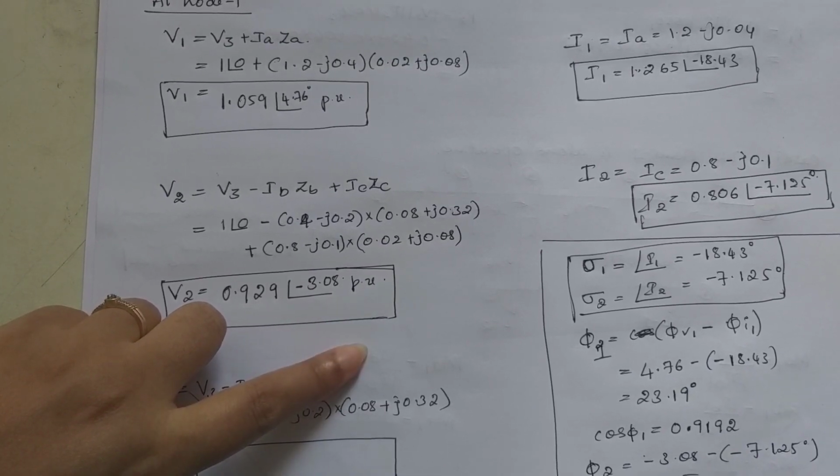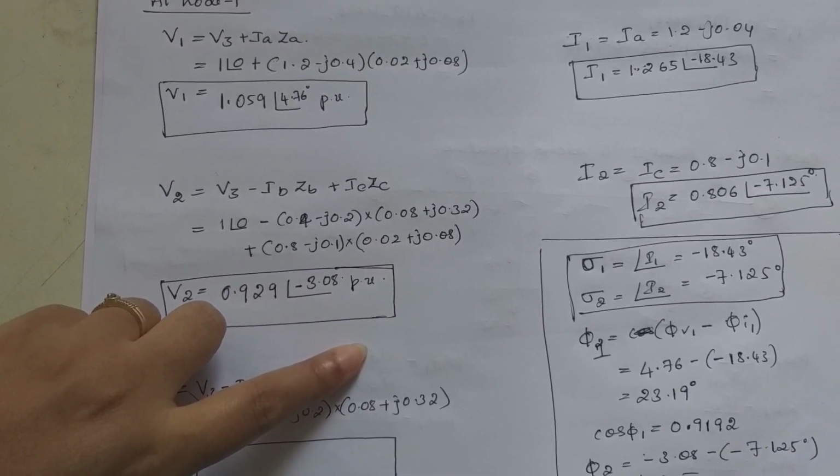So what we want is cos phi 2 in the denominator of the beta mn formula. So it is equal to 0.9975. Power factor is 0.9975.